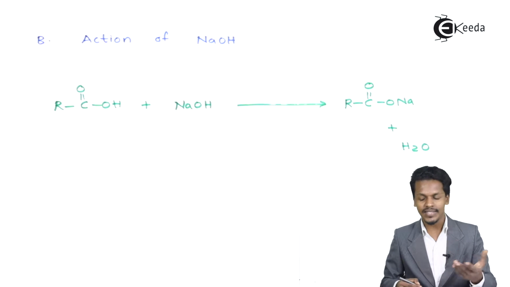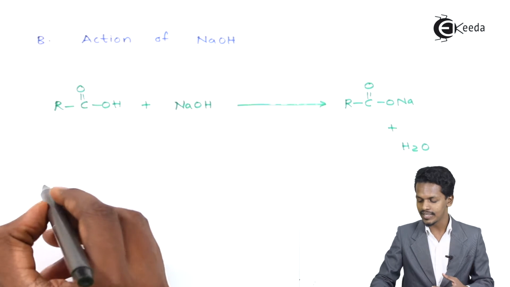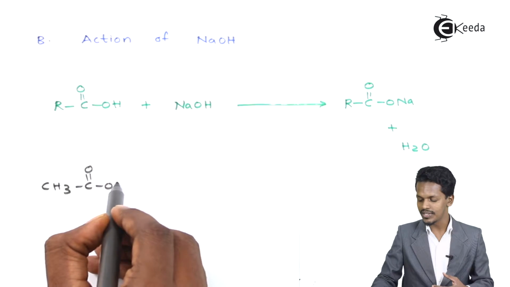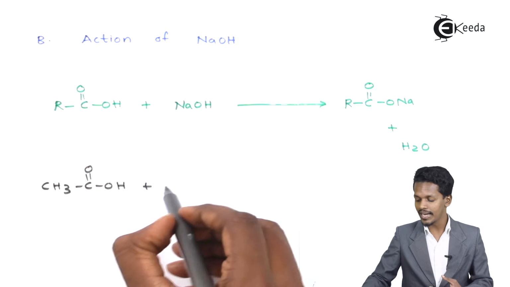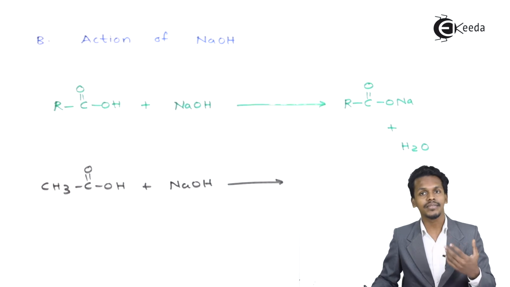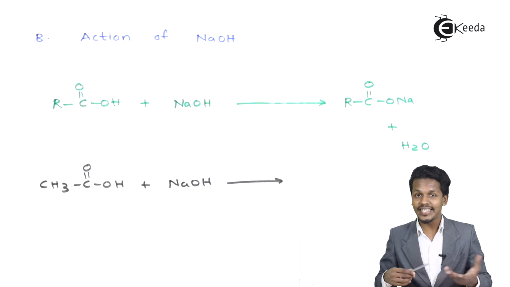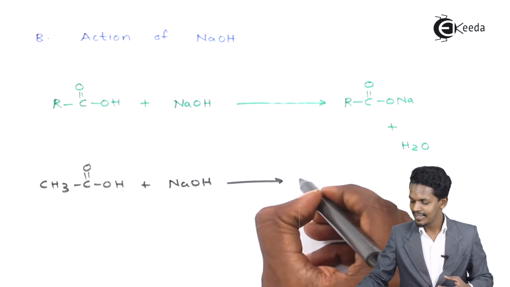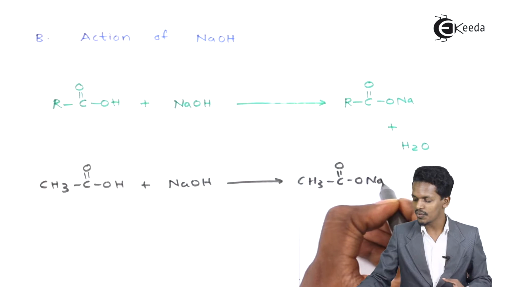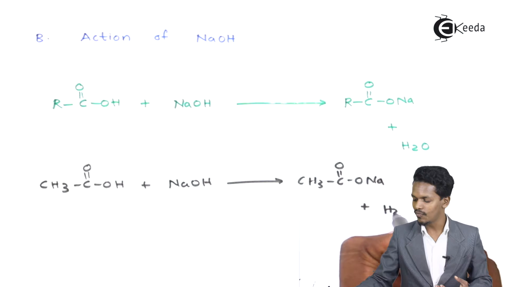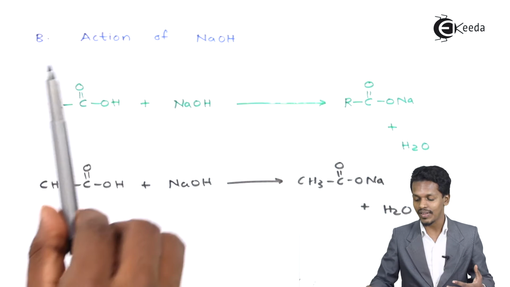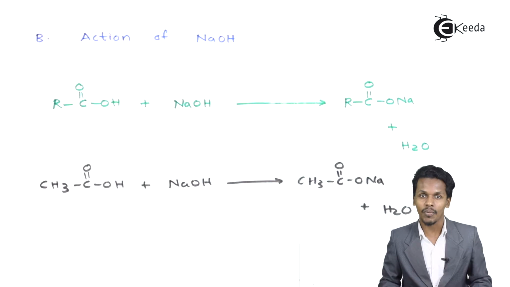Suppose I consider another example, the same thing, that is CH3C double bond OOH, acetic acid, and suppose I am reacting it with NaOH. The reaction will proceed in such a manner that we could get CH3C double bond OONa, that is the sodium salt of carboxylic acid, along with water as a byproduct. So this was related to the second reaction that we have discussed, that is the action of NaOH on carboxylic acid.